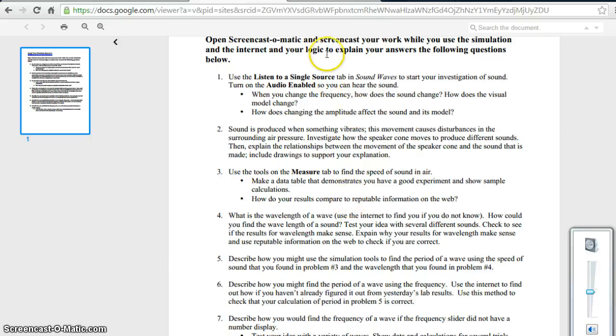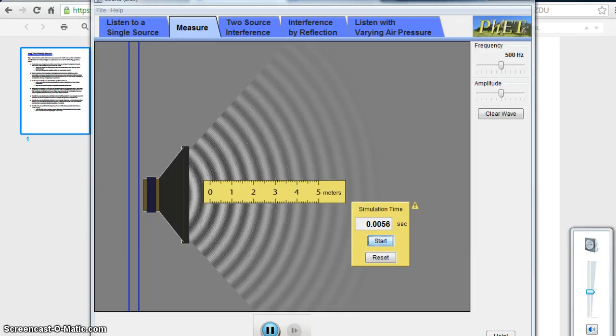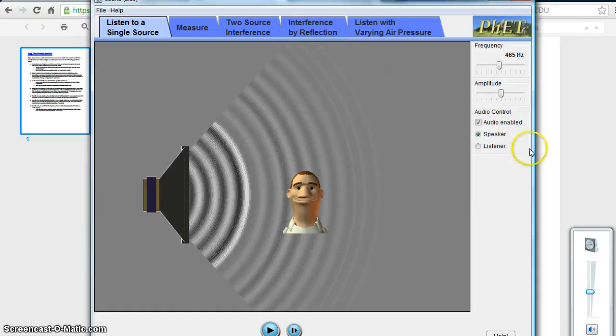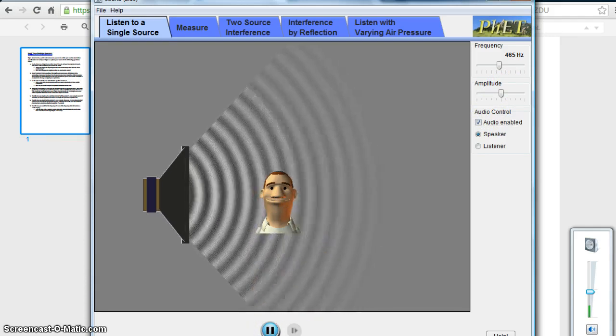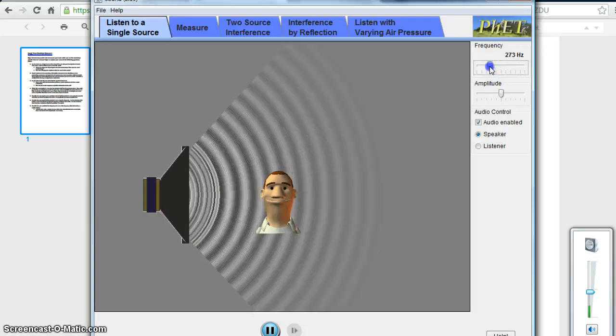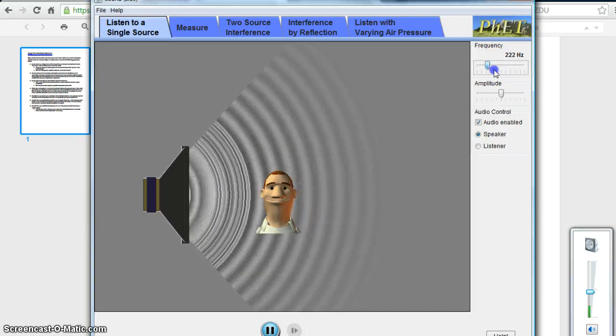As we can see here for number 1, listen to audio, we can see that the sound, if the frequency gets high, the tone gets high. If the frequency gets low, the sound gets lower.